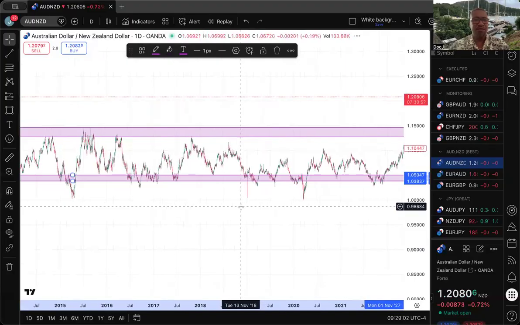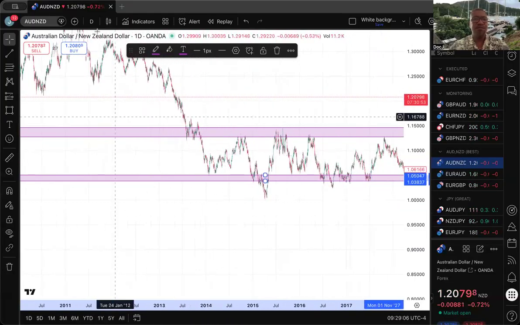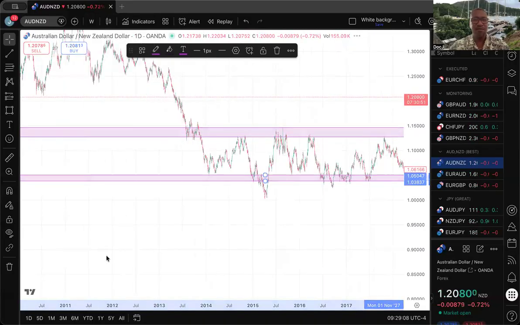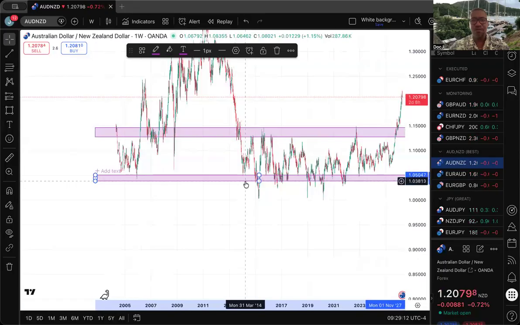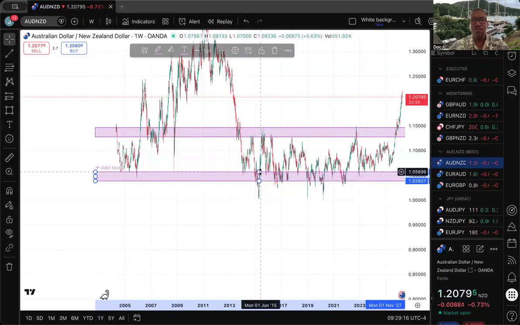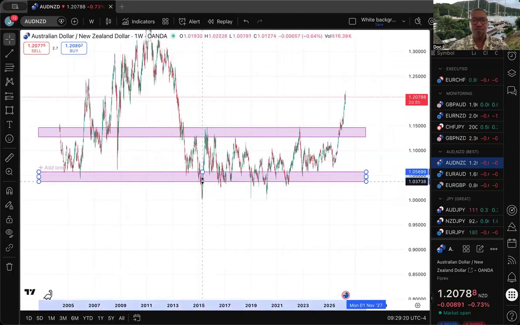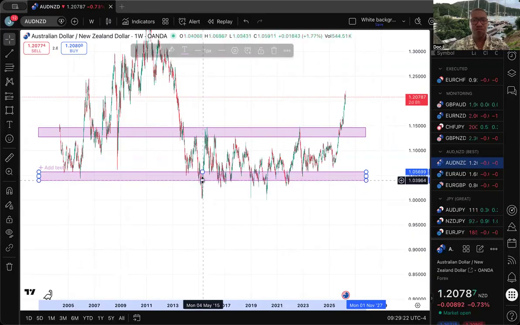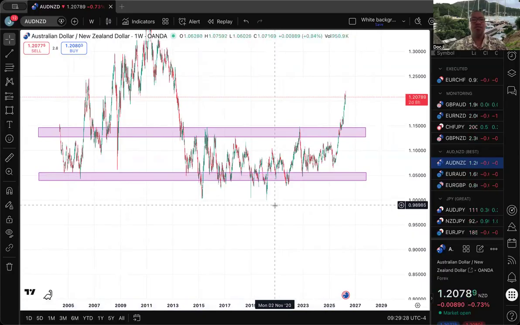For me, I prefer the weekly time frame. Or that was daily. I prefer the weekly time frame. You could make it larger, but you don't want it to be too large. But so that's our area of interest on the weekly.